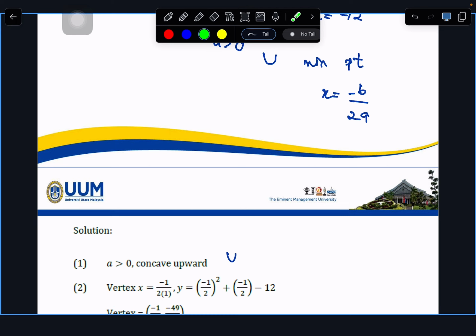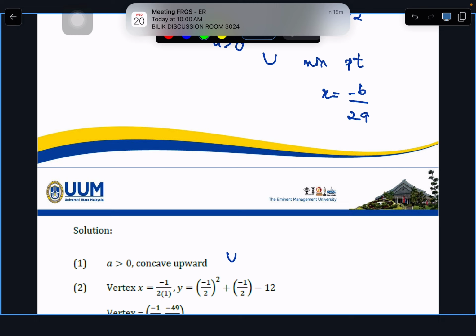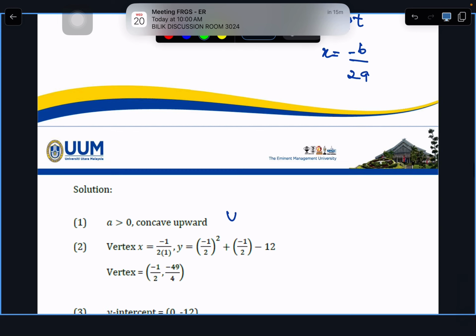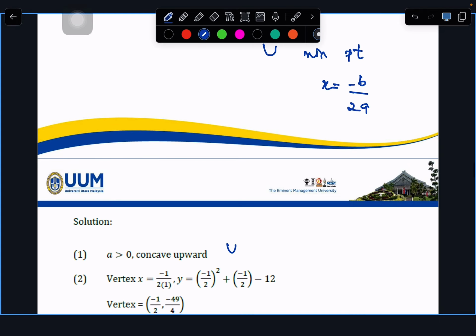So what is our b? 1, right? That's why we have negative 1, because the formula is negative b over 2a, which is 2 multiplied by 1. Then you simplify this one, and it equals negative 1 over 2, right? So you will get x equals negative 1 over 2. Alright?